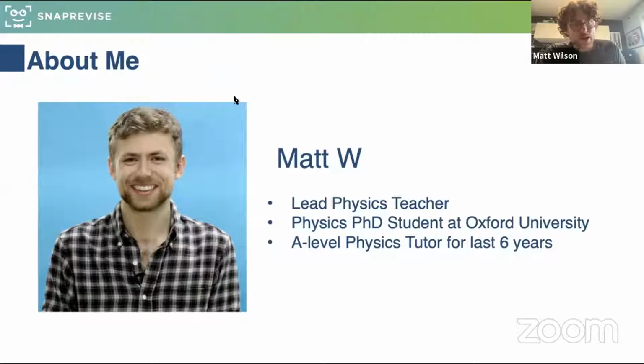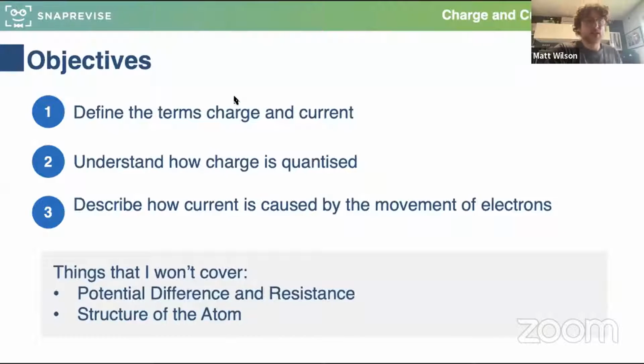Okay, so enough about me, and now about current and charge. Our objectives today are to define the terms charge and current. This is quite a fundamental lesson. We're going to understand that charge is quantized. We're going to understand that charge is not the kind of thing that can be divided up forever. It comes in little chunks. And we're going to describe how current can be caused by the movement of electrons. In fact, current is the movement of electrons. That's what we're going to learn about charge and current and their interaction.